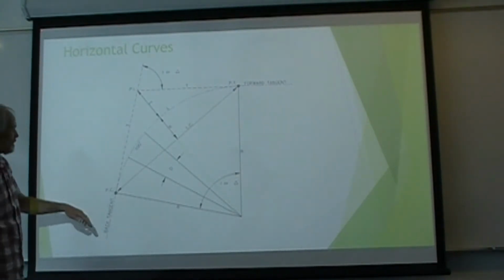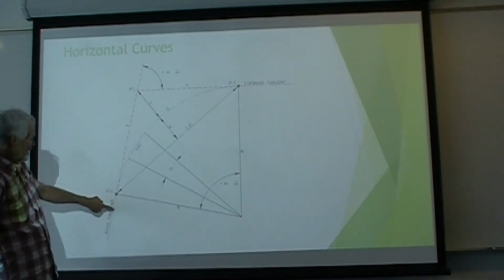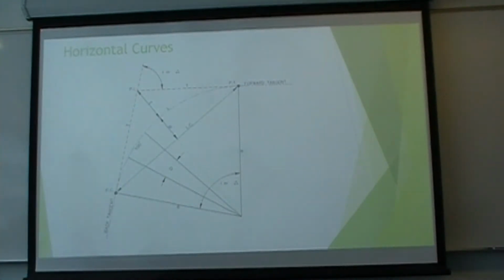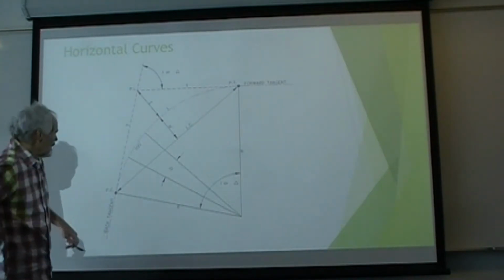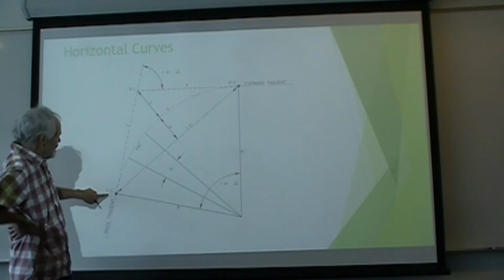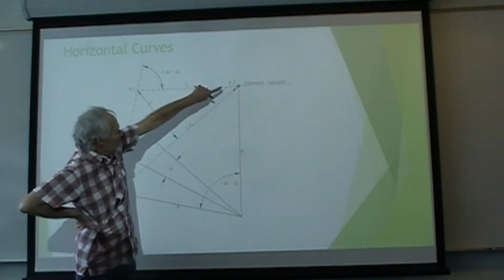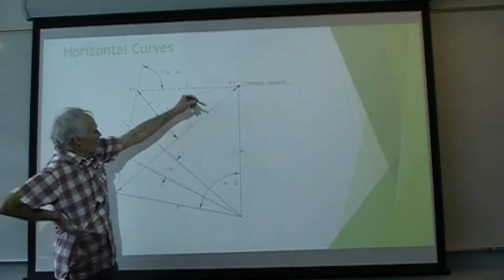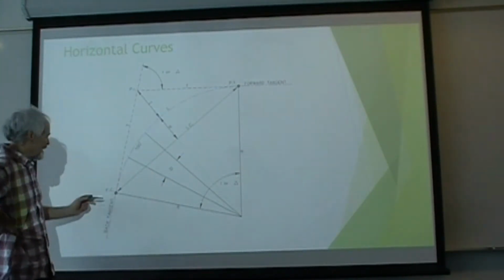Now, that's only true if it's 90 degrees here from the tangent to the radius and 90 degrees here, which in a highway it's always going to be. Not always so on boundaries, so you have to be careful with that. PC, point of curvature, that's where this curve is starting. It's a tangency point. PT, where it's ending, is also a tangency point. So your PT is always going to have a higher station value than your PC.